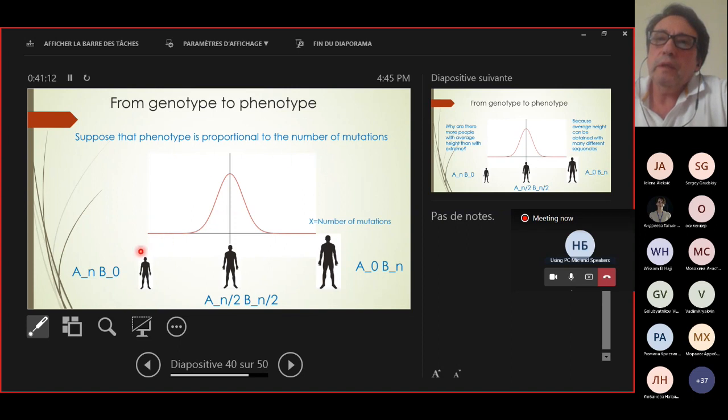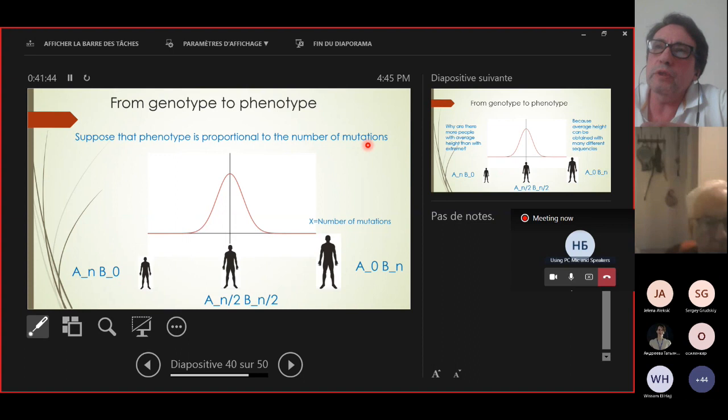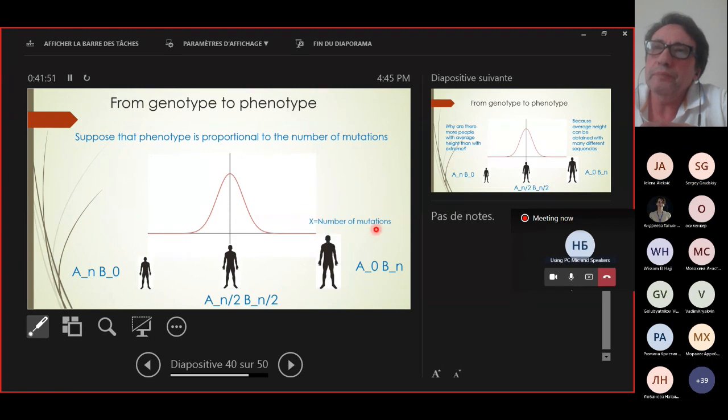What I mean here. So let us take the smallest individual, the largest individual. So we say that there are n mutations between them. So how are these genotypes related to phenotype, to the body size? We need to make one more assumption, that phenotype is proportional to the number of mutations. The number of mutations k is in fact our space variable x. So in the other words, our phenotype is proportional to the space variable x.